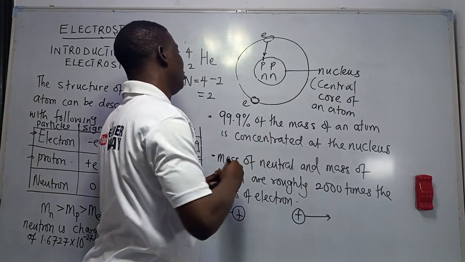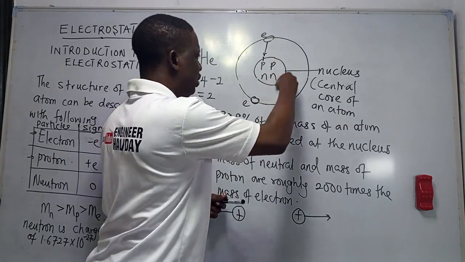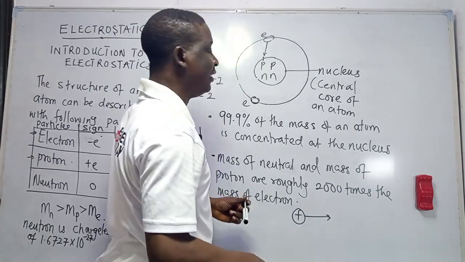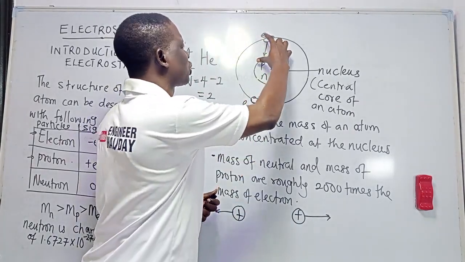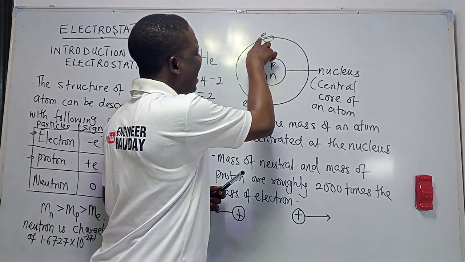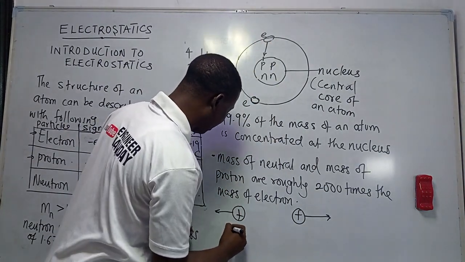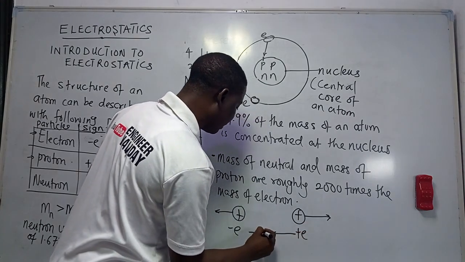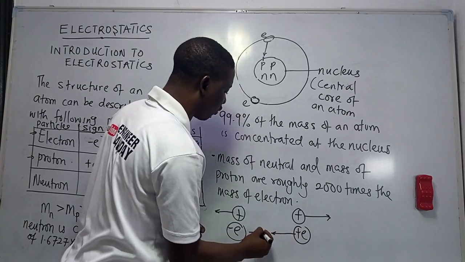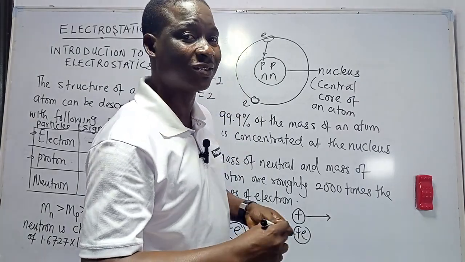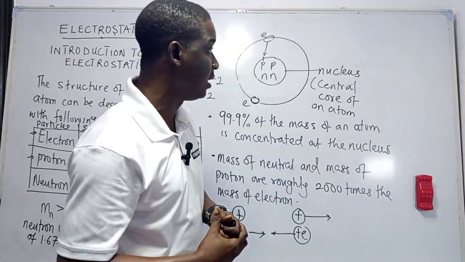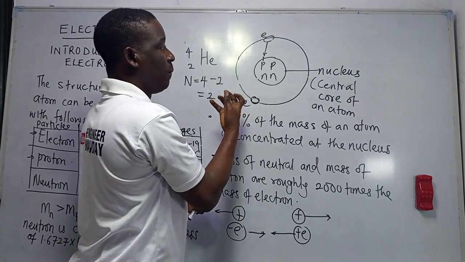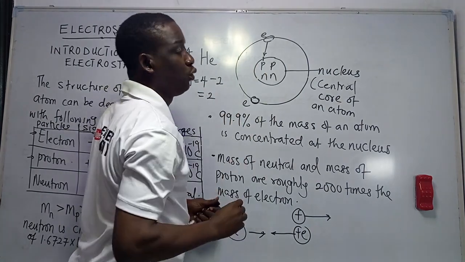If not for the nucleus shielding the proton, this electron would have fallen inside the nucleus of the atom. So there is an attraction between them, because while the electron is negatively charged, the proton is positively charged, automatically they will attract each other, because unlike charges attract while like charges repel. So in that case, the electron is being held by a proton.